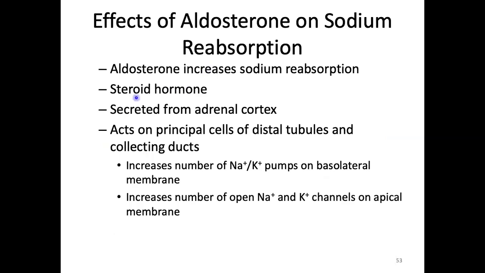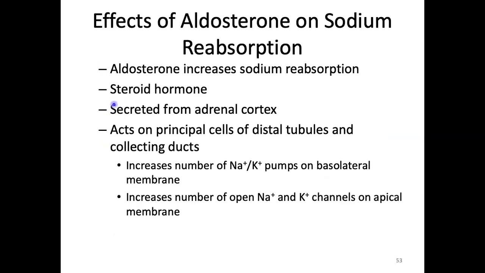Aldosterone increases sodium reabsorption in the distal convoluted tubule. Aldosterone is a steroid hormone. So if it's a steroid hormone, is it going to go through the plasma membrane or not? Okay, we'll find out. It's secreted from what zone? So it's secreted from the adrenal cortex, the zona glomerulosa. You should know that, right?